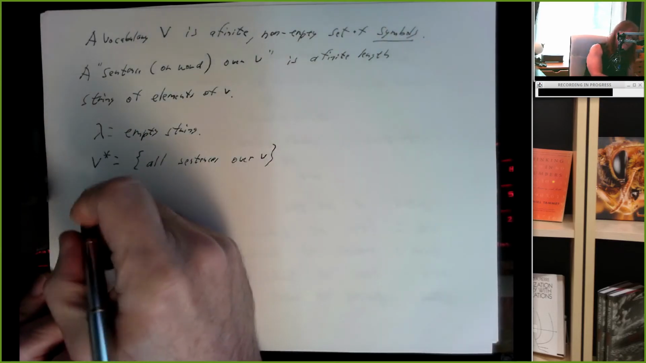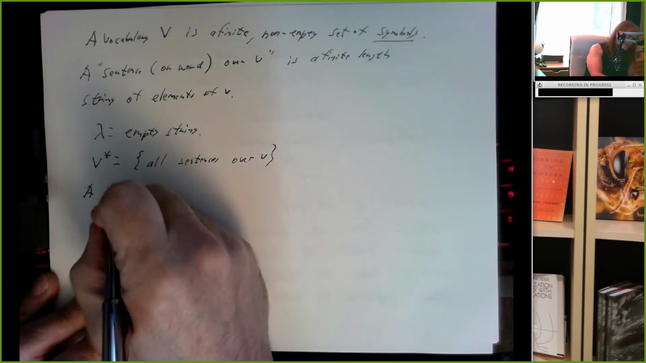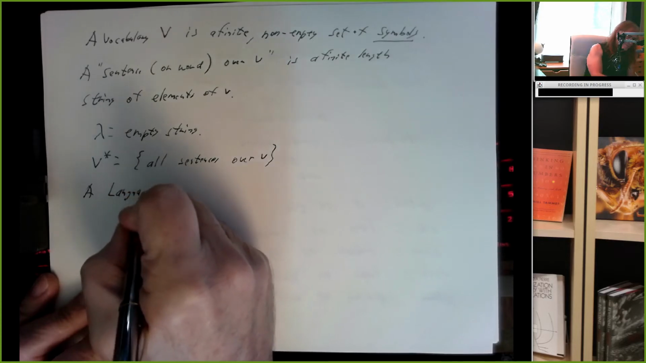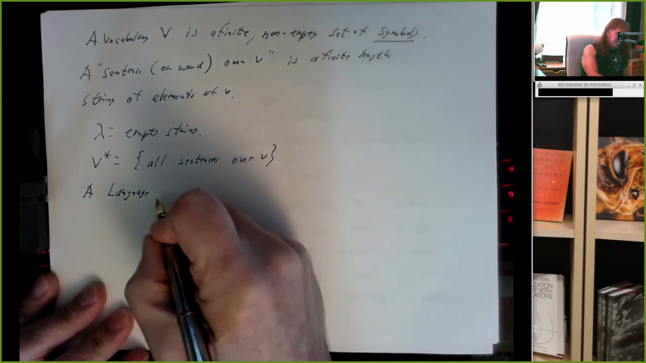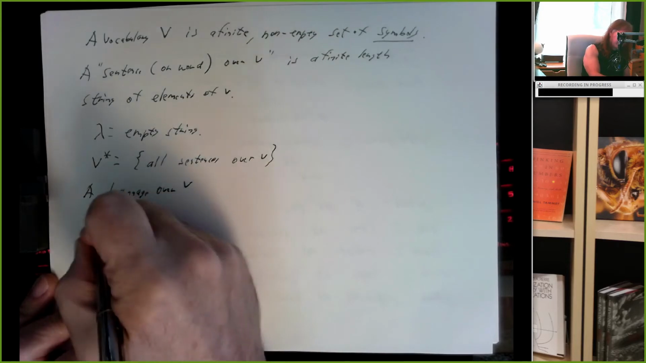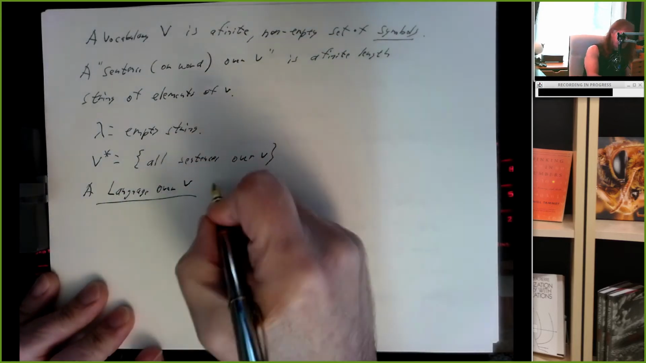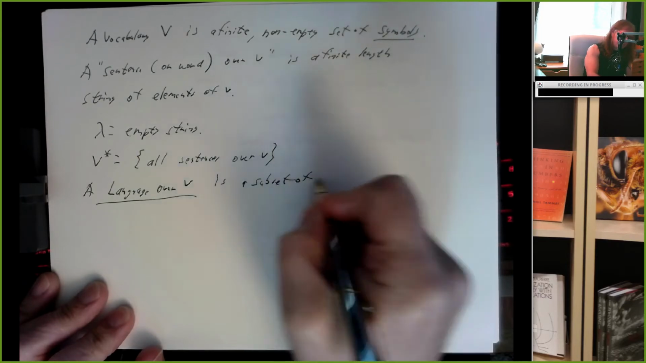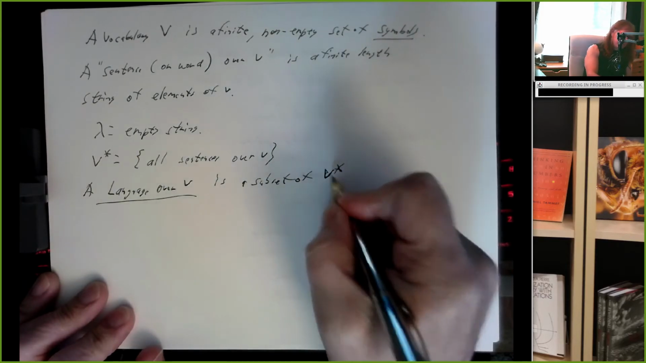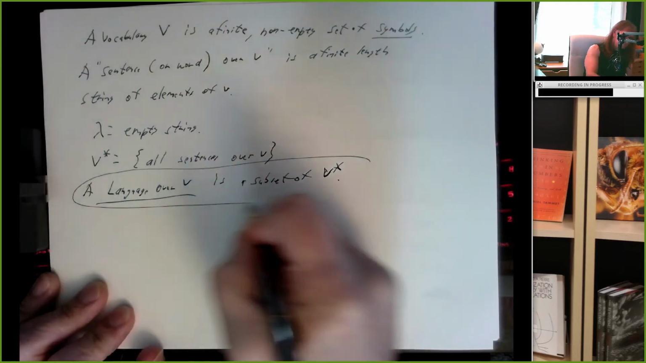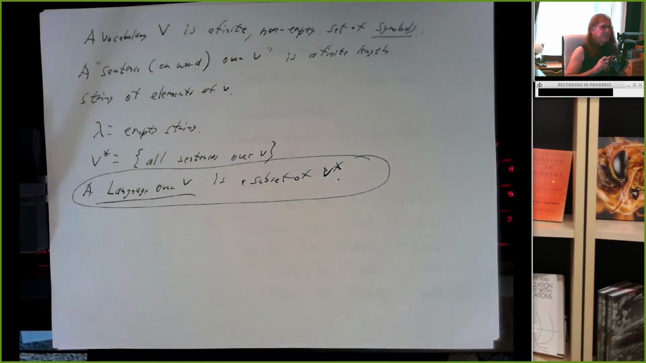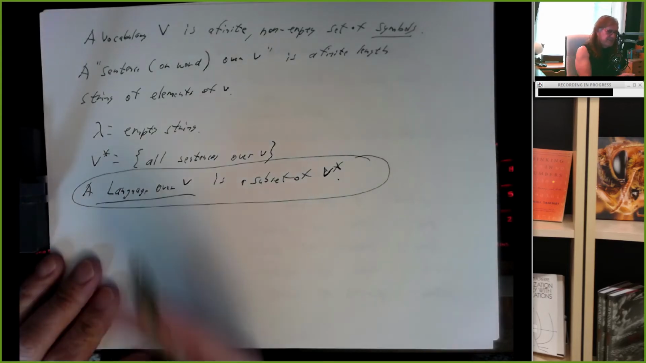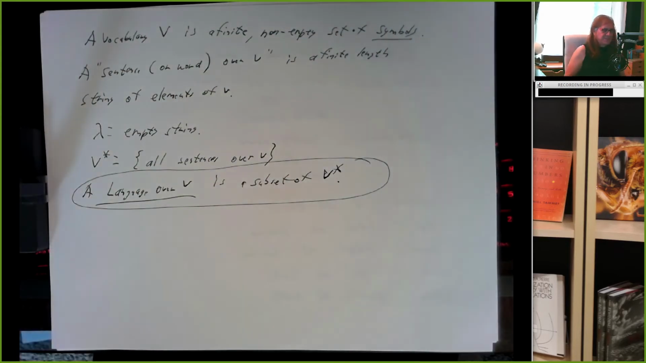And so to define a language, we can define a language over V. And this is just a subset of V star. And this is what we want to study. So we're studying languages which are subsets of V star, which are subsets of all sentences over V. In other words, particular sentences.